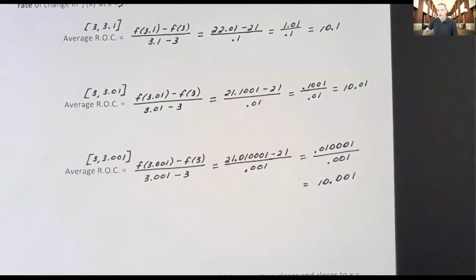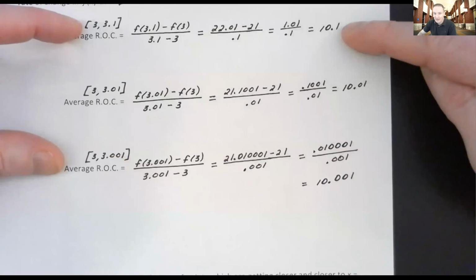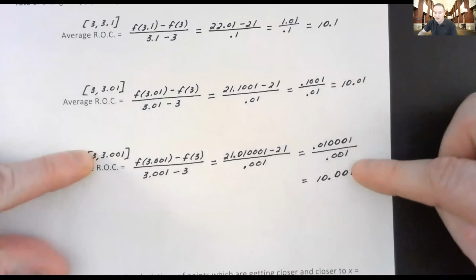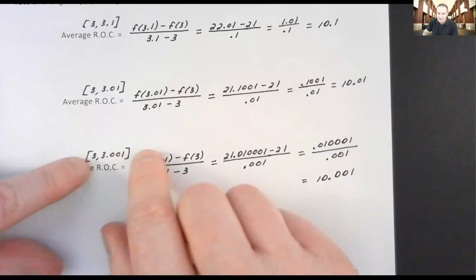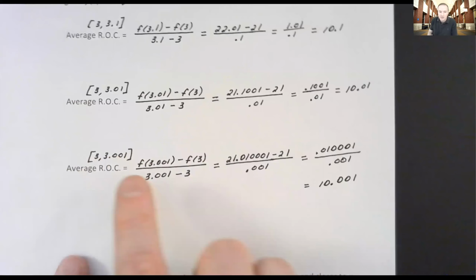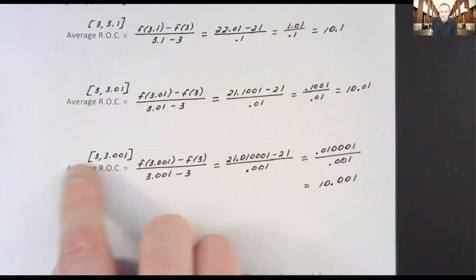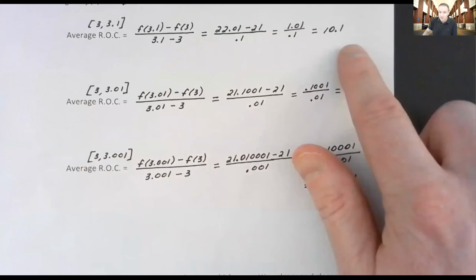So now, as you can see here, if we're trying to think about what's happening at 3, what's happening at 3 is going to be the limiting value of all of these intervals where the distance gets smaller and smaller and smaller. You're narrowing in on 3. As that second point gets closer and closer to 3, my slope is getting closer and closer to 10.